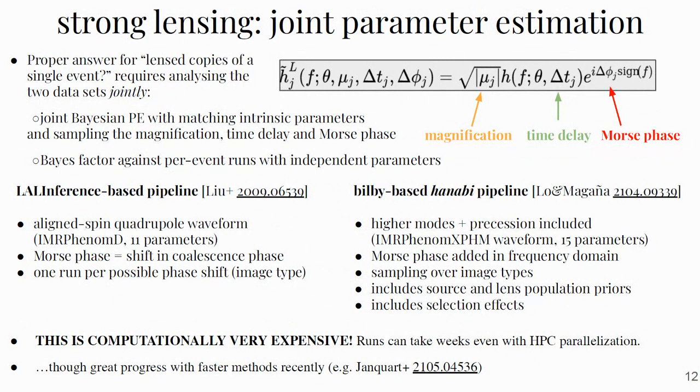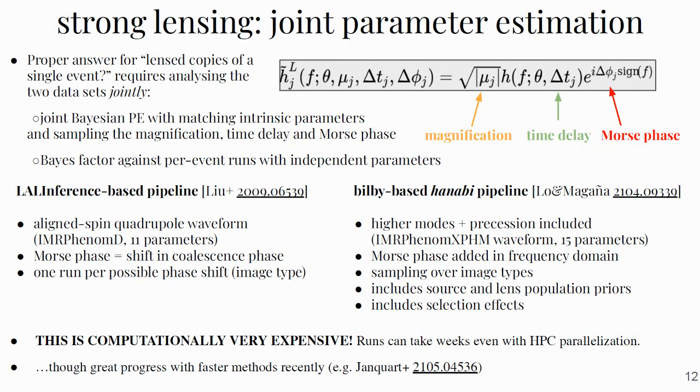But the main point, besides all the technical aspects, is that this is computationally very expensive. So already basic parameter estimation on a single event takes time, and if you have two sets of data and more parameters, it gets really complicated. And especially these joint analyses can take many weeks on a single pair.